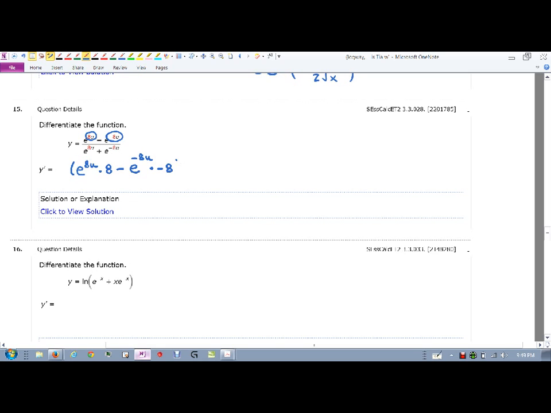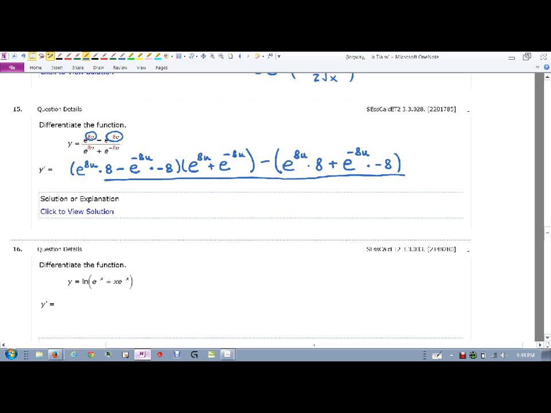That's just the derivative of the top. Then times the bottom. Minus now the derivative of the bottom. So the derivative of e to the 8u on the bottom is itself, times the derivative of the 8u, which is 8. Plus, now the derivative of e to the negative 8u is itself, times the derivative of negative 8u, which is negative 8. Then all of this over the bottom squared, e to the 8u plus e to the negative 8u, all of it squared. And then you can start cleaning things up.